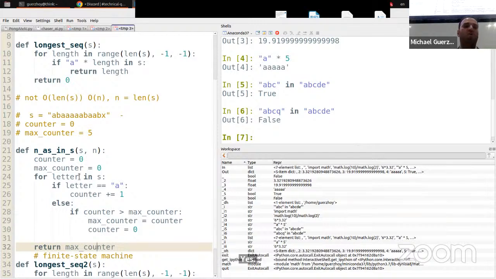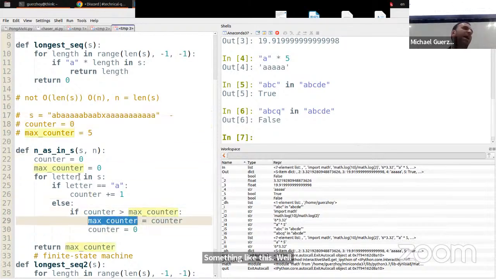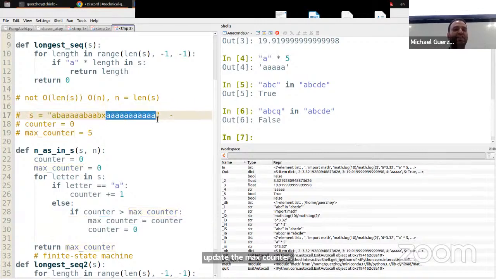Exactly. So what if you have something like this? Well, you never get the chance to update the max counter, right? Because you go like counter is whatever this is, and then the loop just ends and you return the previous max counter because this sequence has never ended.